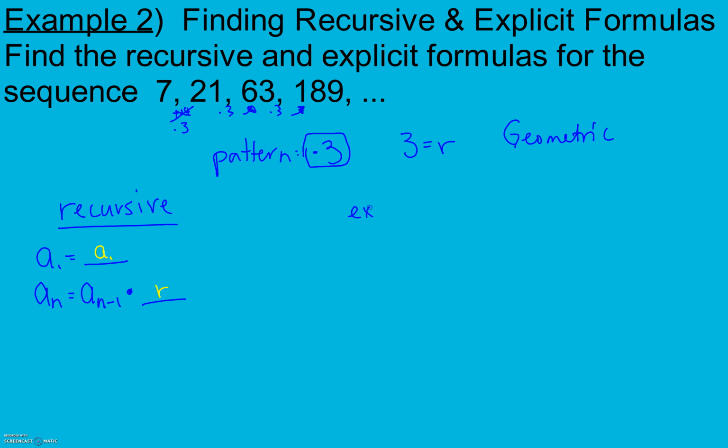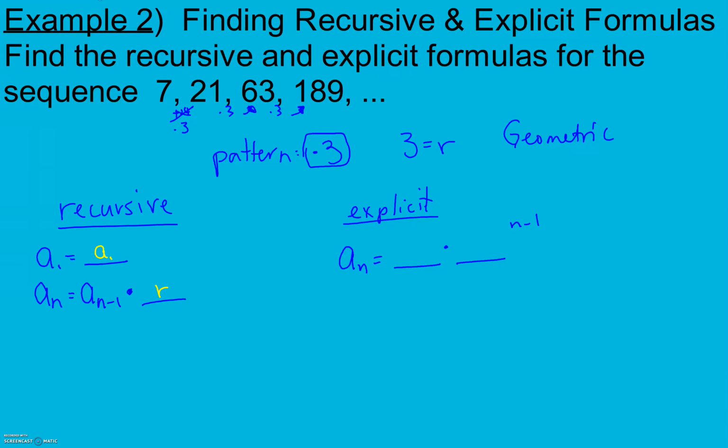For explicit, we have exactly one equation that lets us find the exact value we're looking for. So here, my formula is a sub n equals my first term times my common ratio raised to the n minus 1 power. Because again, we only multiply by that common ratio one less time than the term we're looking for, because that first term is just where we start.